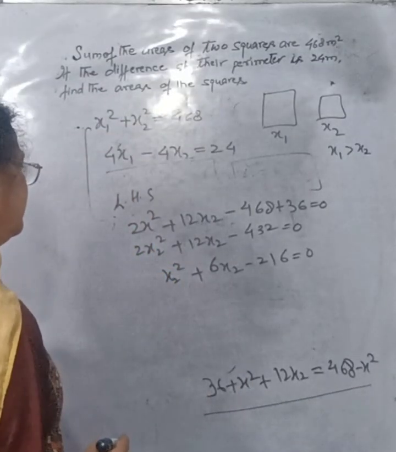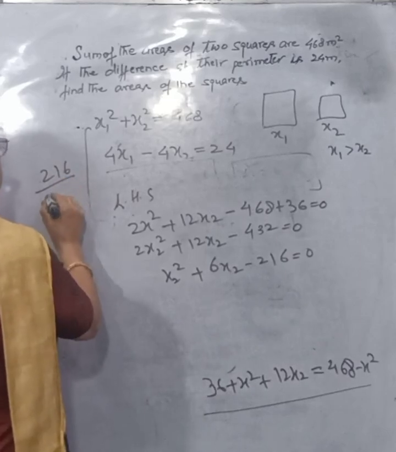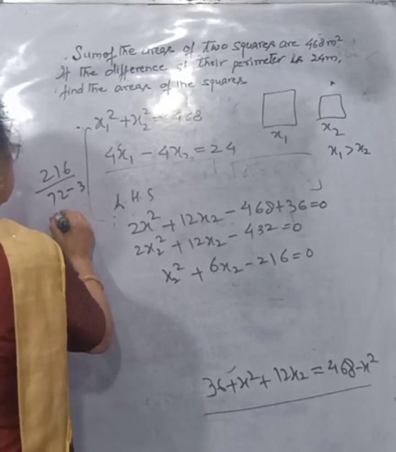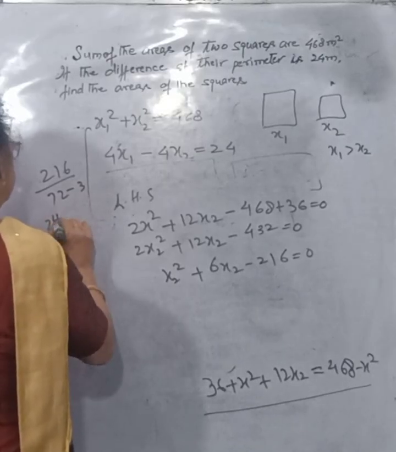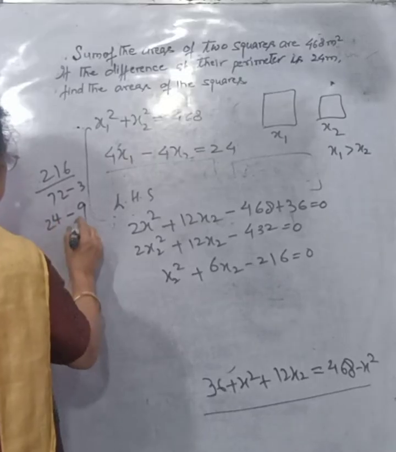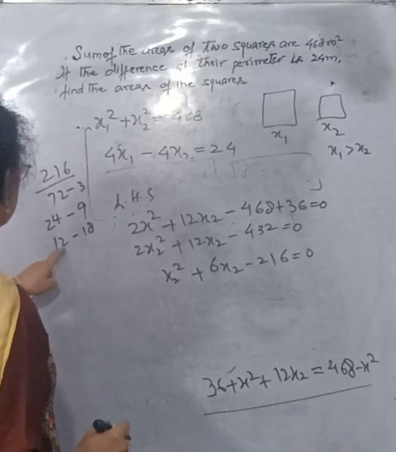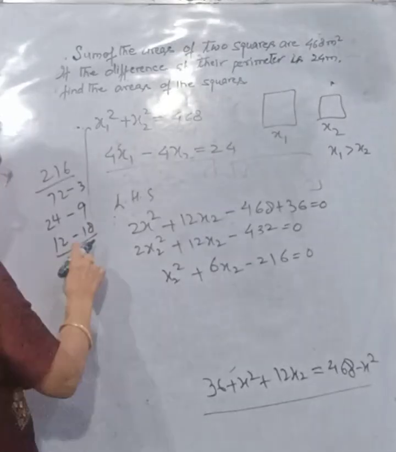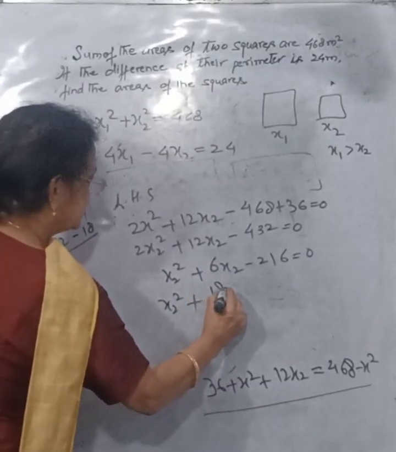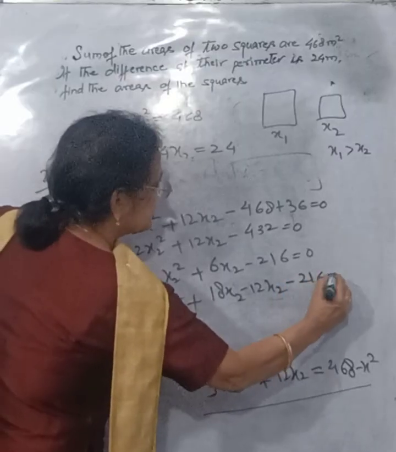Now we have to find the factors of 216. 3 7s are 21, and 3 2s are 6, and so on, giving 12 into 18, whose difference is 6. This step is very much necessary, so it can be written as x2 square plus 18x2 minus 12x2 minus 216 is equal to 0.